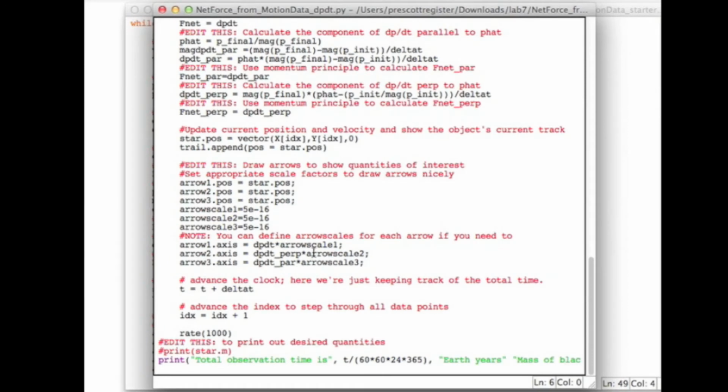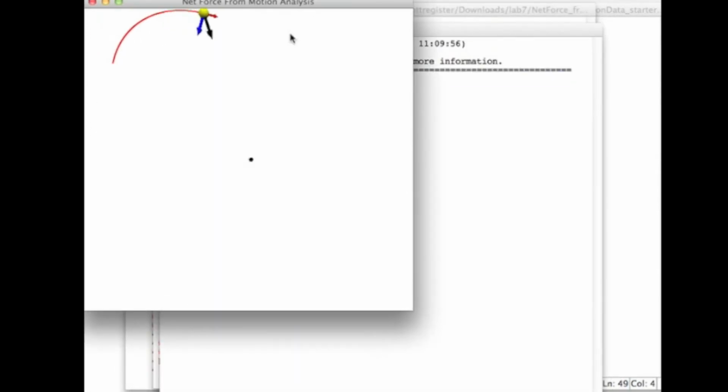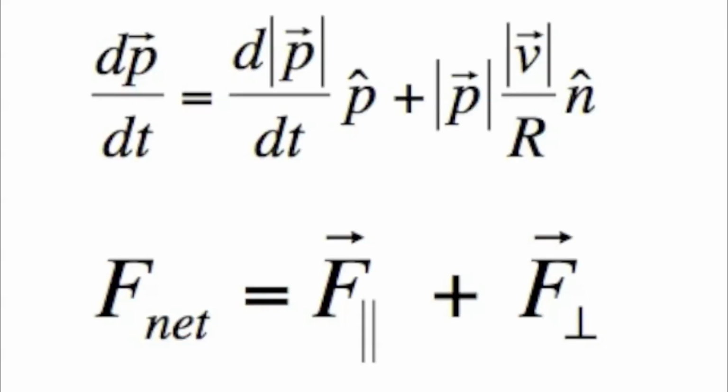Now, running the code with the arrows set equal to the change in momentum over time and its representative components, we should get a similar result, with the arrows equal to the corresponding forces. Mathematically, this is quite true, since the change of momentum over time is equal to the net force, so therefore its components are also equal to each other.